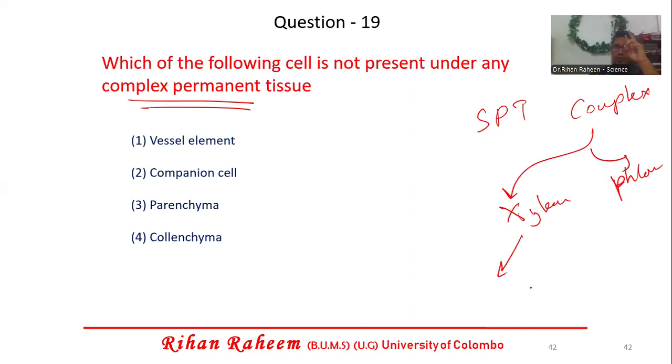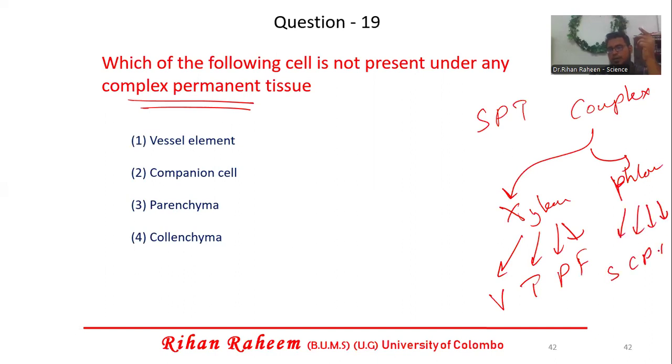Under xylem, we have four types of cells. My short form is VTPF. Under phloem, we have four types. SCPF. VTPF is vessel elements, tracheids, parenchyma, fiber. SCPF is sieve tube elements, companion cells, parenchyma, and fiber. So vessel elements are present in xylem. So xylem is a complex permanent tissue. Companion cells are present in phloem. Phloem is a complex permanent tissue.